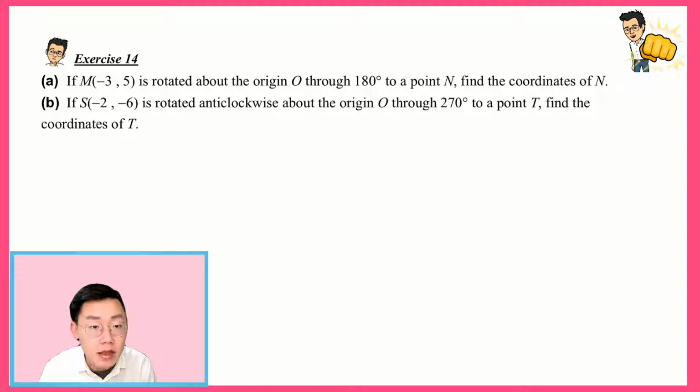If the coordinates of point M is -3, 5, and this point is rotated about the origin O through 180 degrees to the point N, and it asks you to find the coordinates of N.